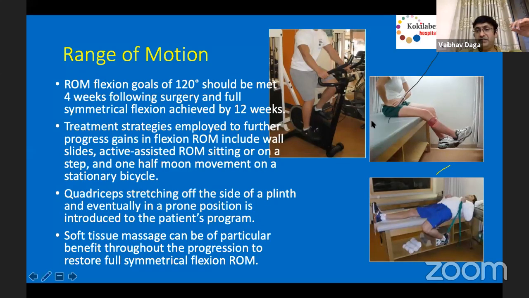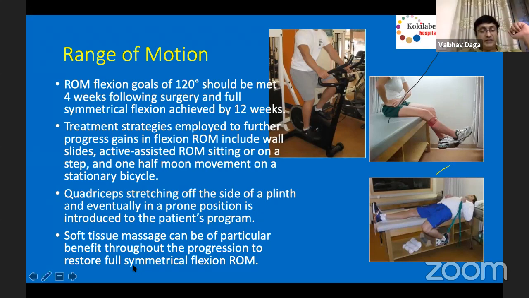This is the bedside knee flexion, where the other knee could be used to assist in the knee flexion movement. Other assistance by the side of the plinth, you can do eventually with a stretch band or with a belt, which could be used in assisting the knee flexion. Eventually, the prone position is introduced to the patient's program. First, initially start with the supine by the side of the plinth, and then introduce it back in prone position also.